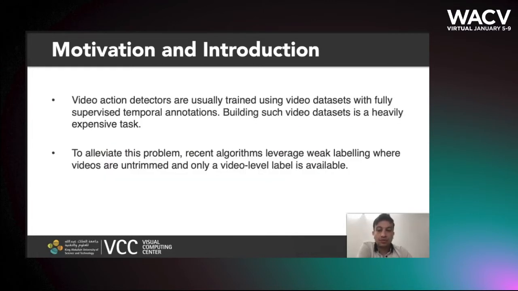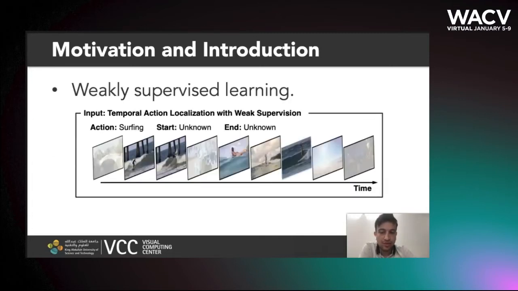People have been trying to solve this by using fully supervised annotations, which require humans to annotate start and end points of every instance in the video. However, this is very expensive. To solve this, we are trying to solve the same task by using only video level labels at training time. In this example, the action is surfing, and we try to localize each of the instances. However, at training time, we don't have the start and end points.